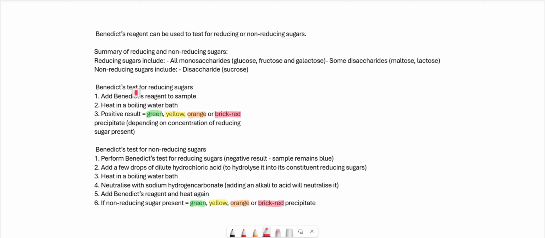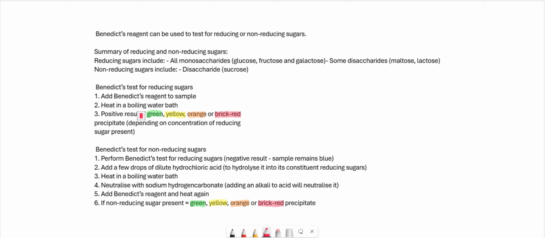The first test is for reducing sugars. The first part is that we add Benedict's reagent to the sample. It's just something that you need to know that is a reagent. We add it to a sample within a test tube. We add the test tube into a boiling water bath, and then we wait for a positive result. The positive result is a green, yellow, orange, or brick red precipitate. This precipitate varies in color because it depends on how much sugar, reducing sugar specifically, is present within the sample. That is pretty much it. That's how you test for the reducing sugars.